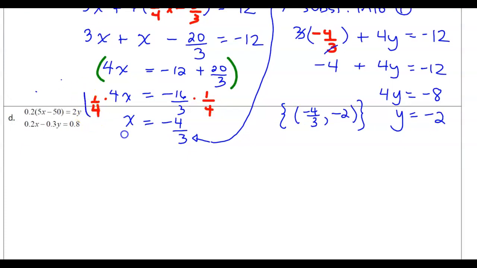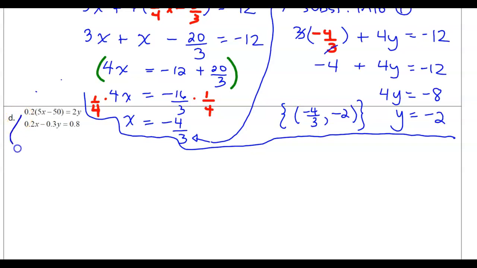And then the last one has decimals, okay? And the first one also has brackets. So we want to make sure there's no brackets. We don't want brackets within brackets when we do substitution. So I would take the first one and expand out the brackets. So 0.2 times 5 is actually 1. So that's going to be x, which is nice, minus 0.2 times 50 is going to be 10 equals 2y.